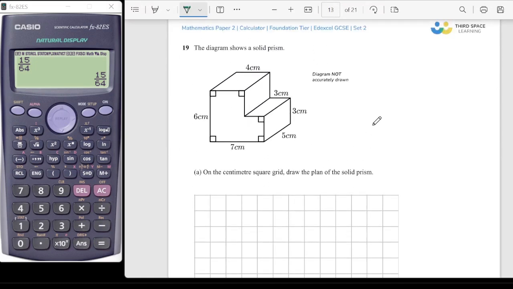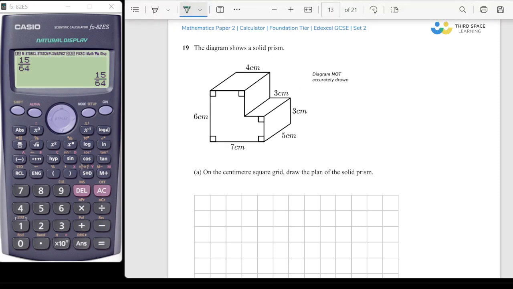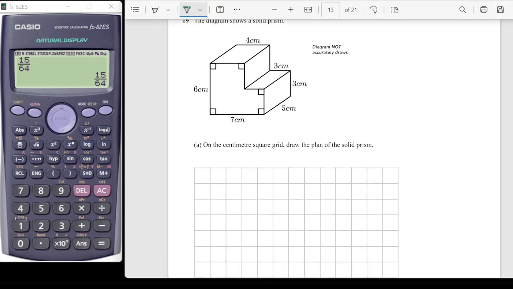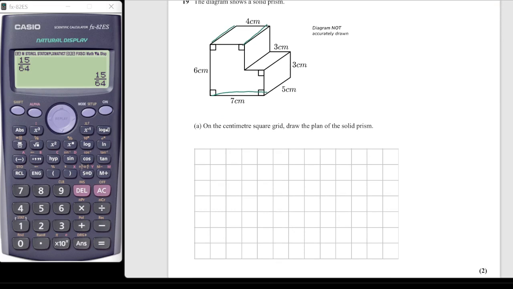Okay, diagram shows a solid prism. On the centimetre grid below, draw the plan of the solid prism. So that's the view from above, really. So if we just look at the dimensions to start with, we're going to see that from above, and then we'll actually see that edge as well. So pick a place to start.